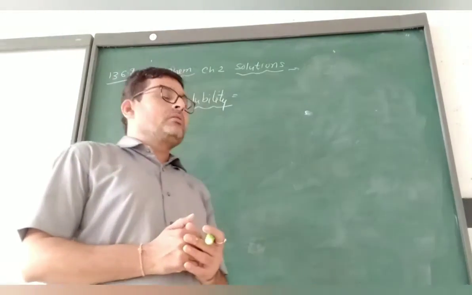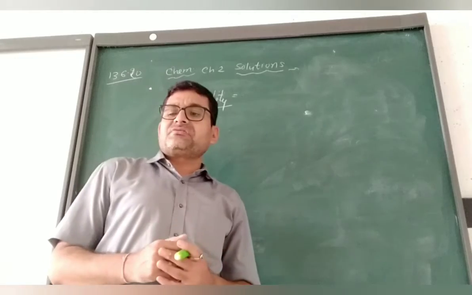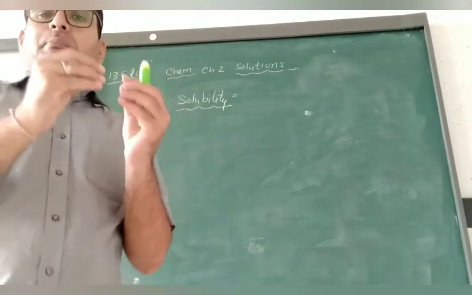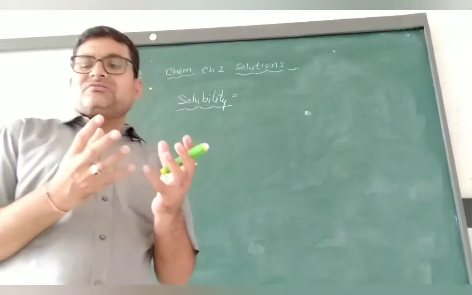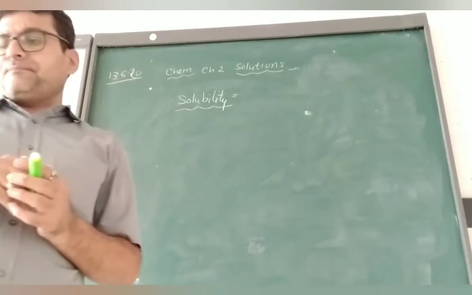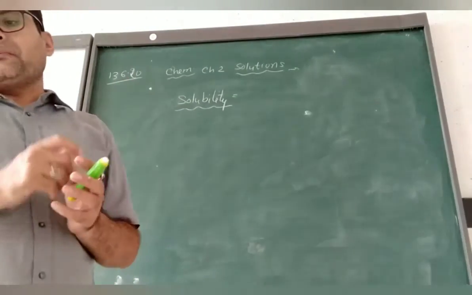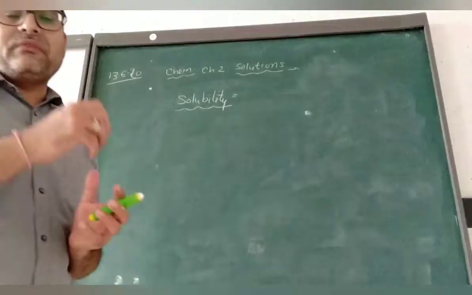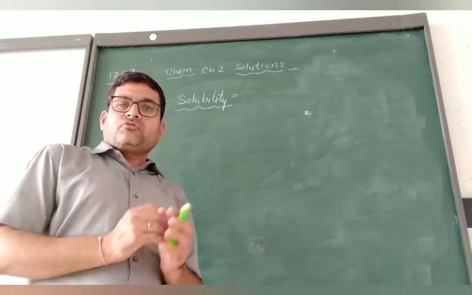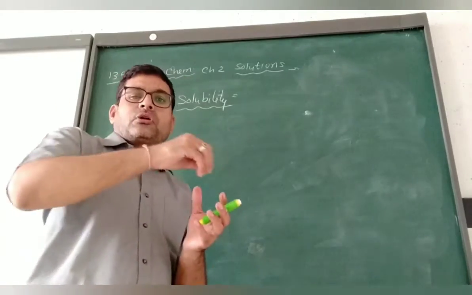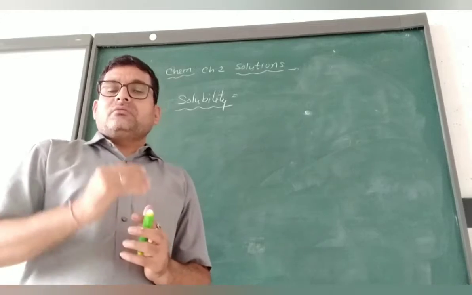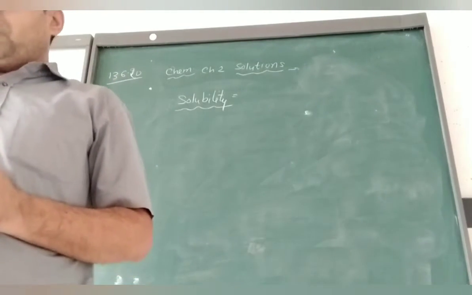Solubility. Solubility of a substance is its maximum amount that can be dissolved in a specific amount of a solvent at a specified temperature. So in a given solvent, how much amount of solute can be dissolved at a given temperature, that amount we call it what?